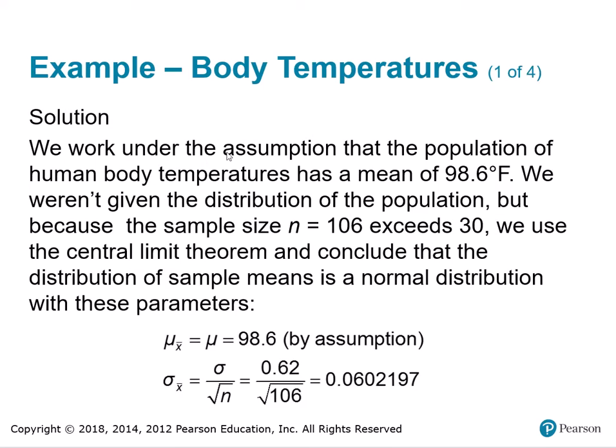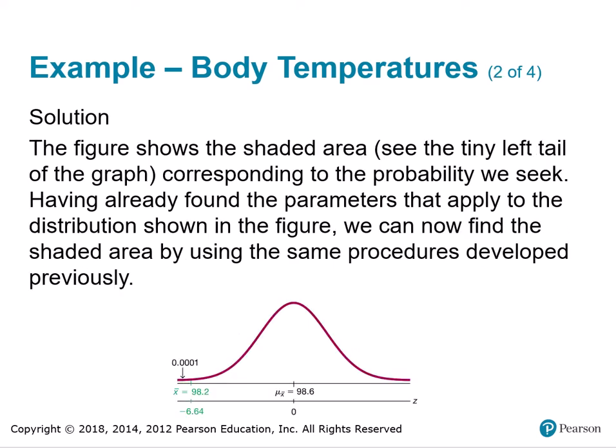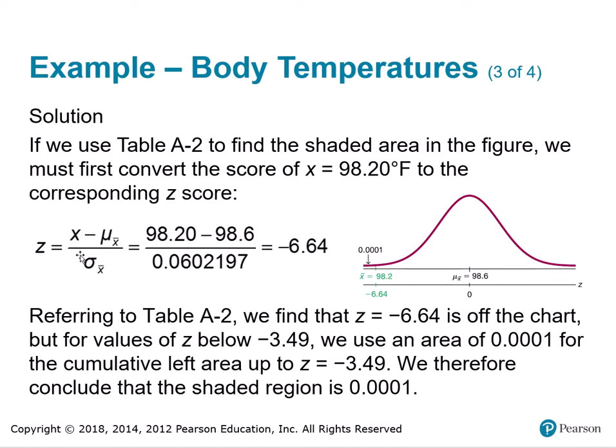All right, so now that we've got this, we have the assumption that 98.6 is the average body temperature. We had 0.62 as the standard deviation and 106 as the total number of people. We take the square root of that, which comes out to roughly, almost 10, just a little over 10. So that's why we end up with 0.0602. Now we have all the information to enter into our analysis. So 98.2 minus 98.6, and we get negative 6.64.